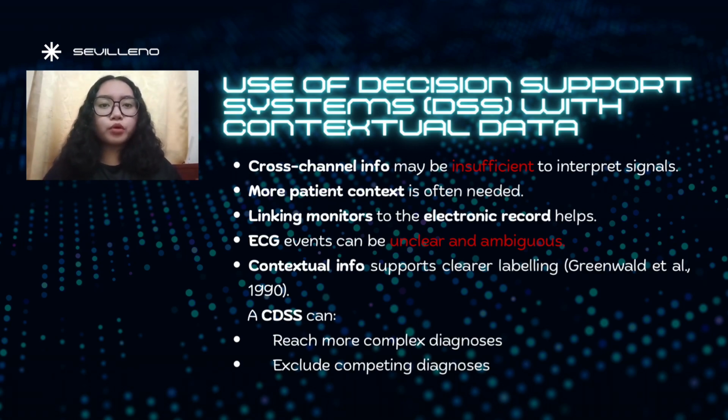By linking patient monitoring systems to electronic health records, clinicians gain access to additional contextual information that helps clarify ambiguous patterns such as unclear events in ECG readings. This added context allows clinical decision support systems to provide more accurate and complex diagnoses while also helping to rule out alternative explanations, ultimately supporting better informed clinical decisions.